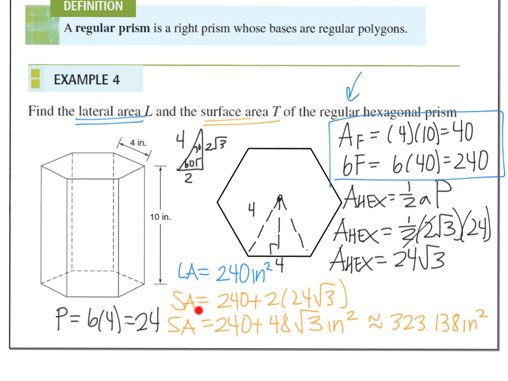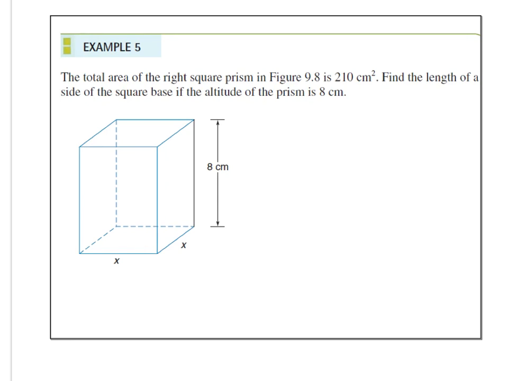Problem is, when we find the surface area, we have to have 2 of those because I have one down here and one up here. And then I can add in the lateral area. So I get 240 plus 48 root 3 inches squared, or 323.138 inches squared. Go ahead and see if you can try this one on your own.